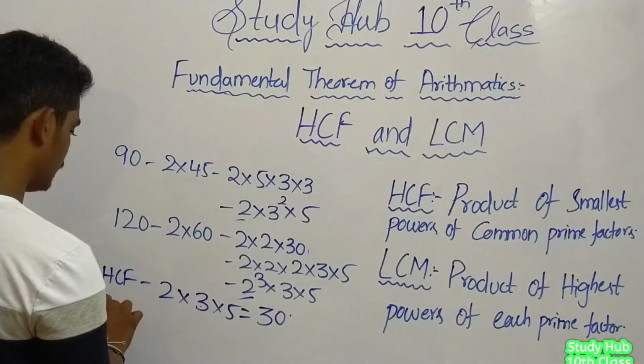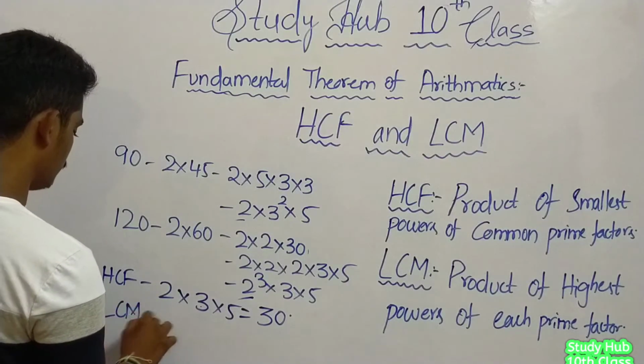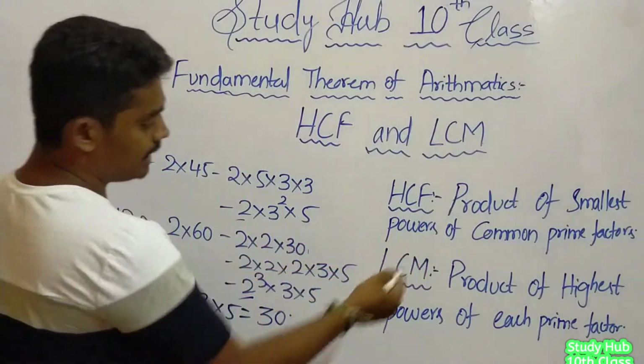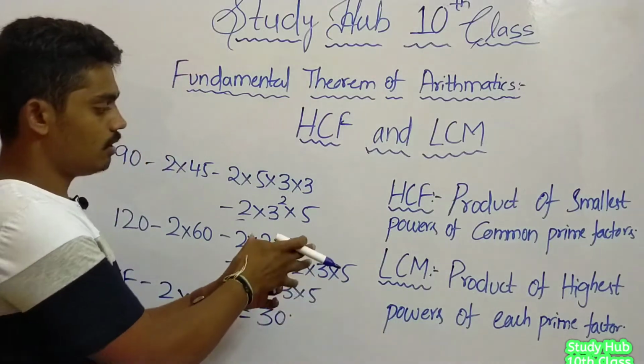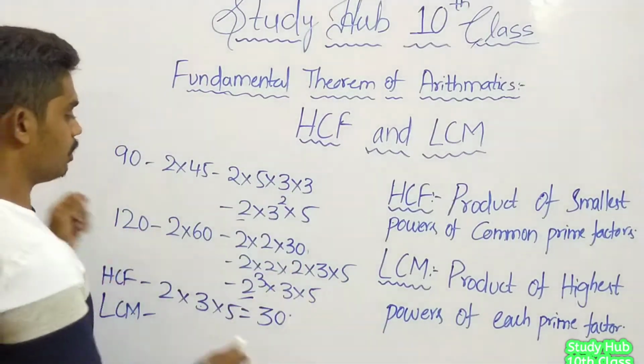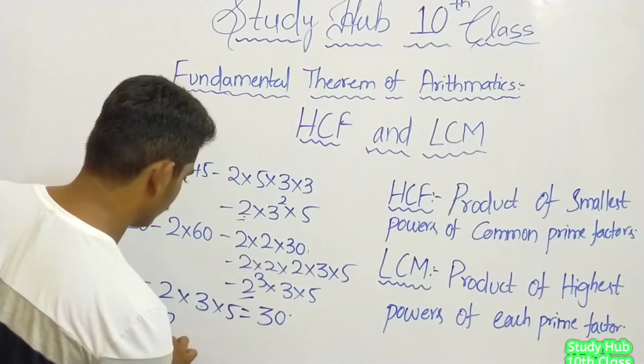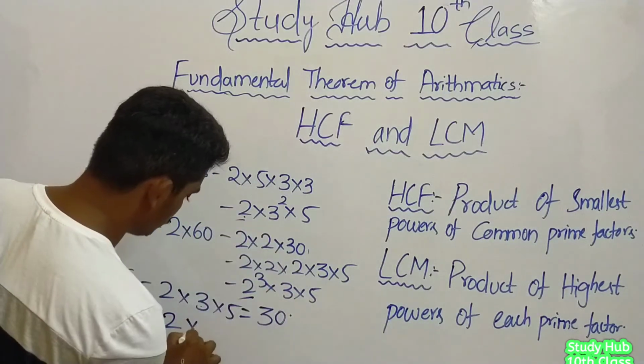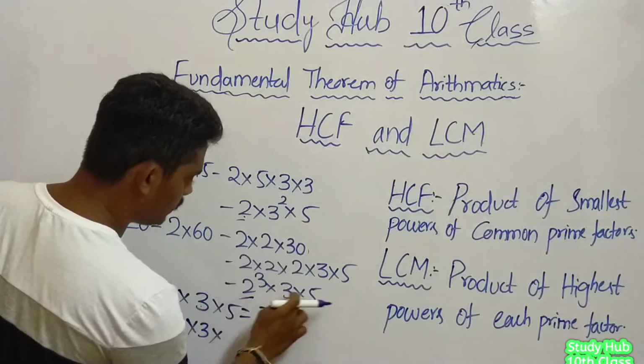Now let us find LCM. So what does LCM say? We need to take each and every prime factor. No need to be common. So 2 we have taken. Here also we have 2. It's okay. 3, 3, 3, and 5, 5, 5.